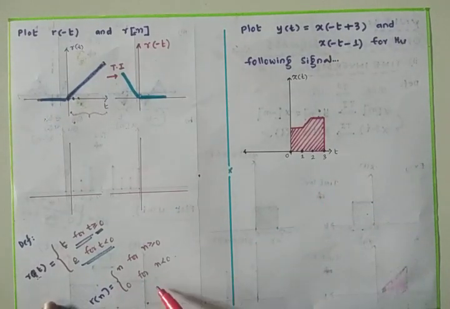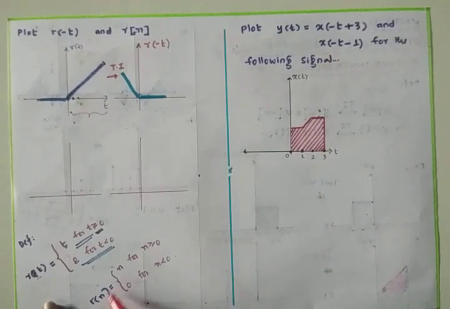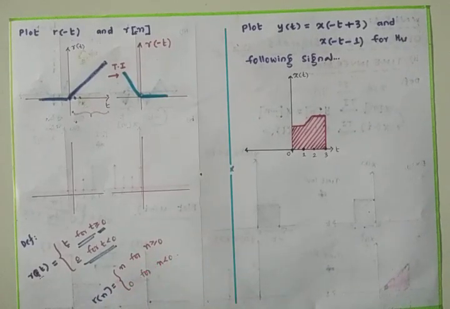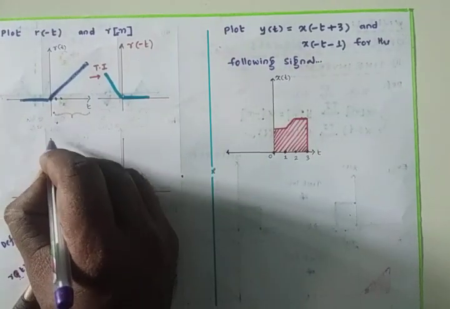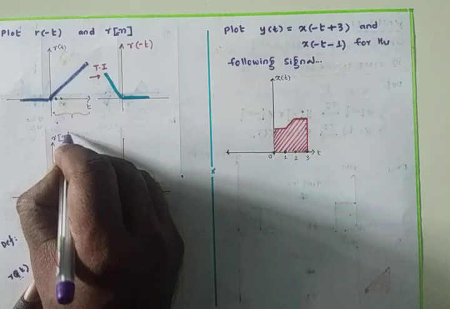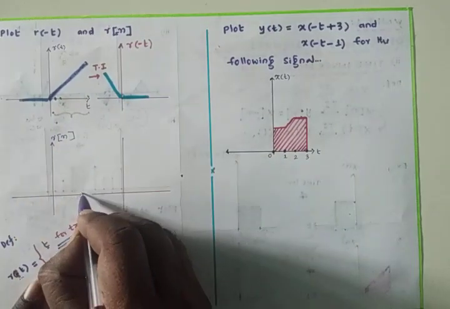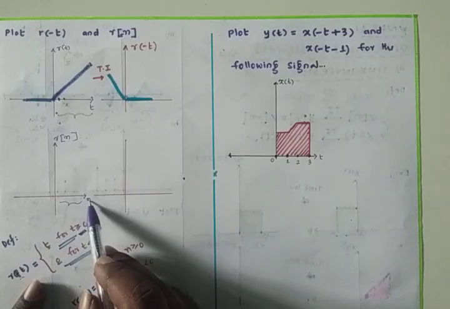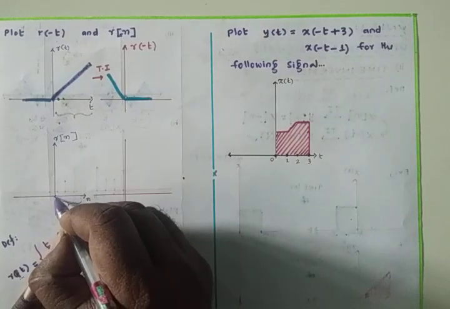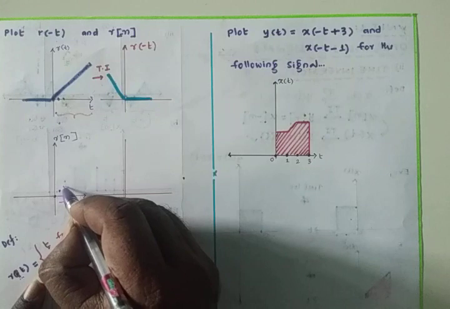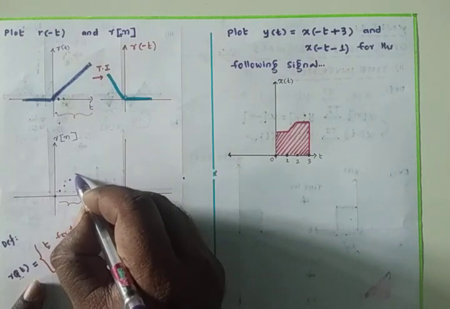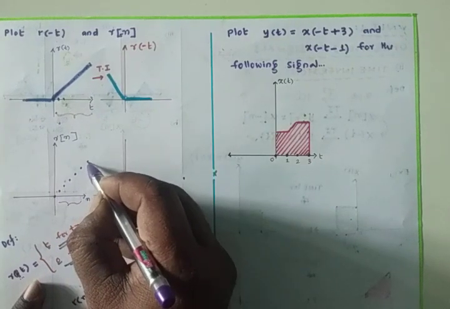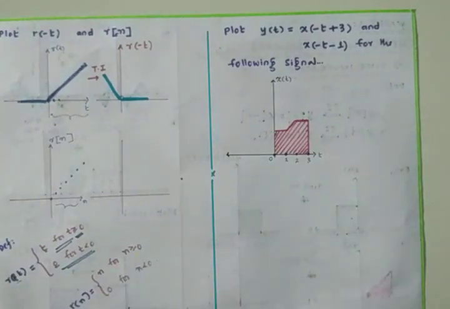After that you can have r of minus n. r of n is equal to n for n greater than or equal to 0. First of all, draw r of n. This is a signal representation of r of n, and it is a discrete time signal. For n greater than or equal to 0, the amplitude increases linearly with respect to the independent variable, that is an integer. So the signal will be like this.